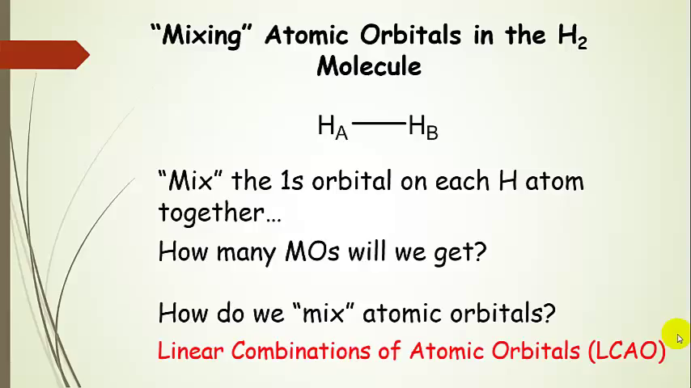Now, how do we form these molecular orbitals? We mix the 1s orbitals on each hydrogen atom together. How many molecular orbitals will we get? We talked about this in the first video. If we mix two atomic orbitals together, then we're going to get two molecular orbitals, right?